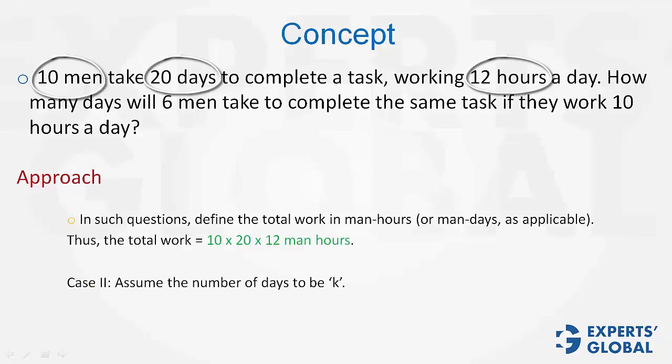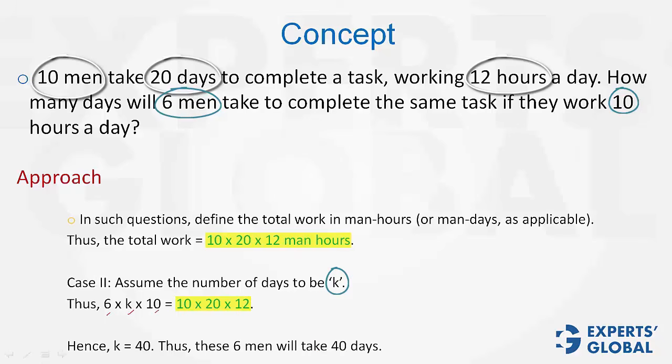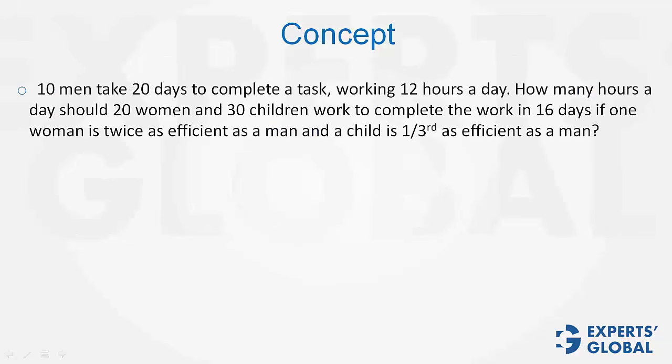Now case 2. Assume that the number of days the new team will take is K. So 6, the number of men, times K, the number of days, times 10, the number of hours per day, should be equal to the same number of man-hours because the work is the same. This will give you the value of K. So 40 is the answer. But more importantly, conceptually, this is the approach. Please understand this really well. It's very useful. Let's solve one more question.